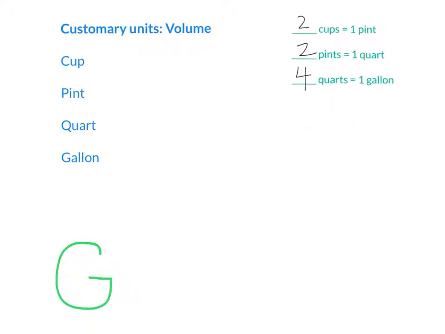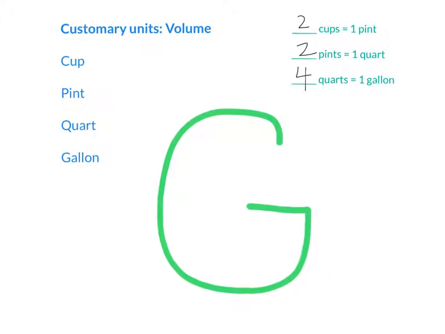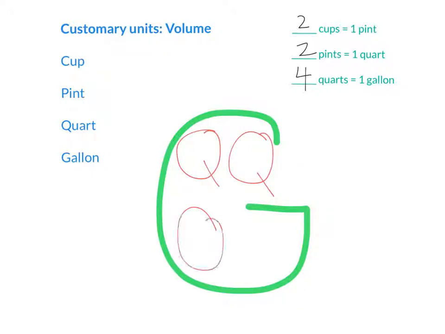And here's a way for you to remember how to do it. That information's still there, but in your customary units of volume part, I want you to draw a giant G like this. Now, how many quarts can fit inside 1 gallon? 4. So draw 4 Q's to show that there are 4 quarts inside a gallon. Do you see how it fits? 2 in the top row and 2 in the bottom row? How many pints are there in each quart? 2. So in each Q, draw 2 P's. Do you see how they fit kind of nicely in there?